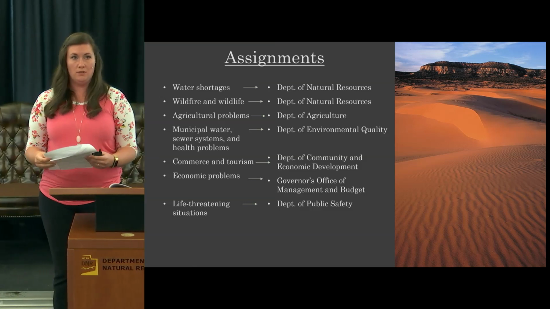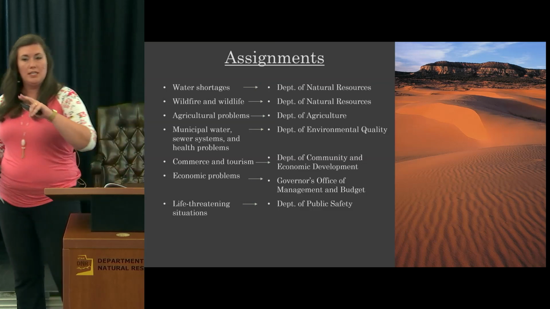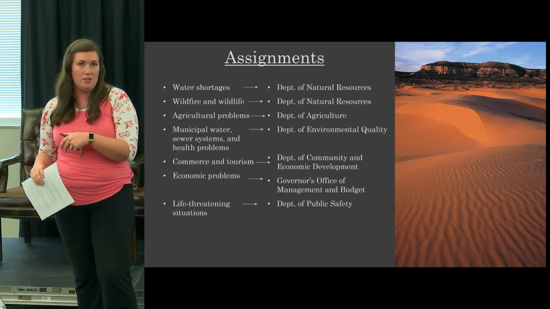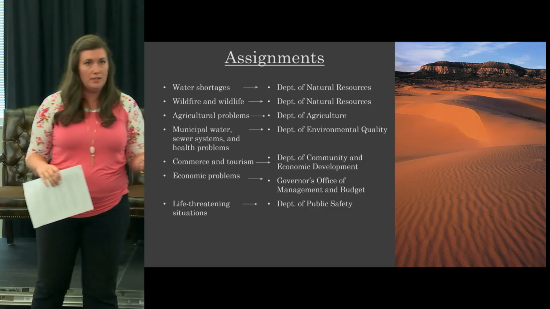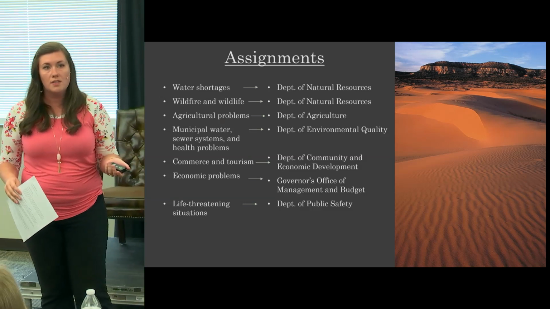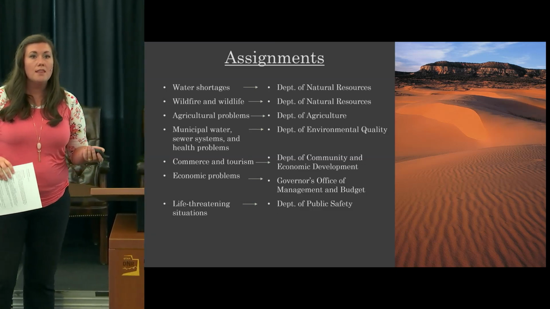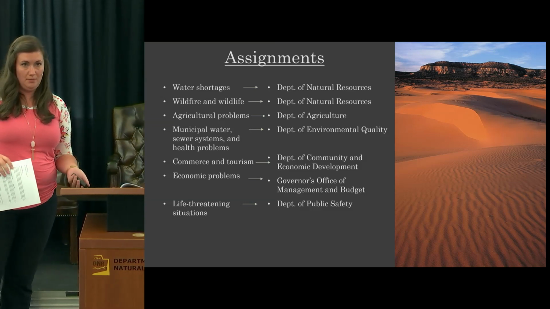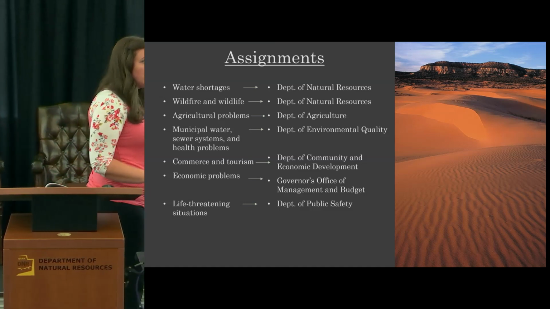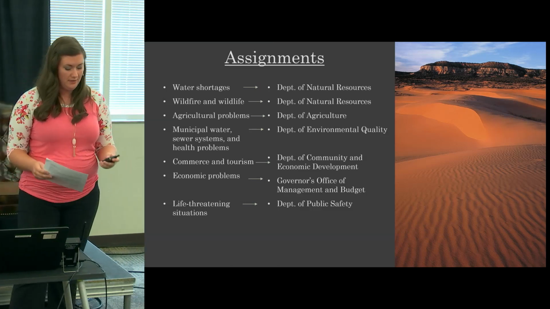So just real quickly, I'll go through the assignments. As water problems arise, depending on the different type of water issue, it is assigned to a different department or agency. Water shortages go to the Department of Natural Resources, along with wildfire and wildlife. Agricultural problems go to the Department of Agriculture. Water, sewer systems, and health problems go to the Department of Environmental Quality. Commerce and tourism, they are the Department of Community and Economic Development. Economic problems go to the Governor's Office of Management and Budget, and in the unfortunate event that there are life-threatening situations, which I really hope there are not, it goes to the Department of Public Safety.